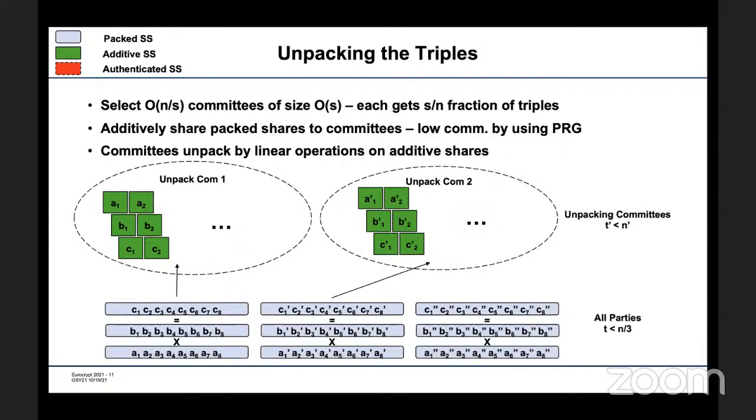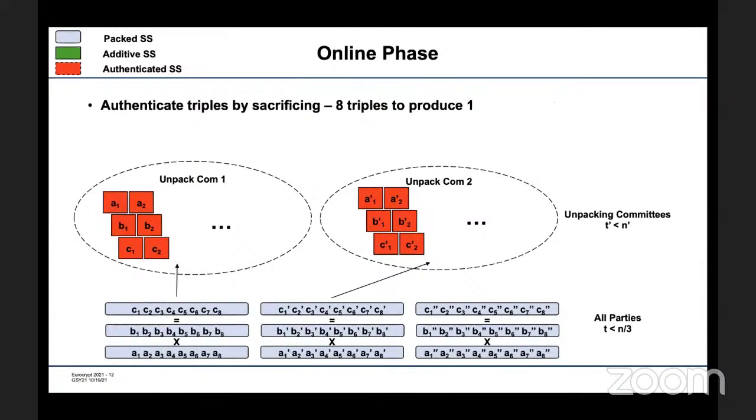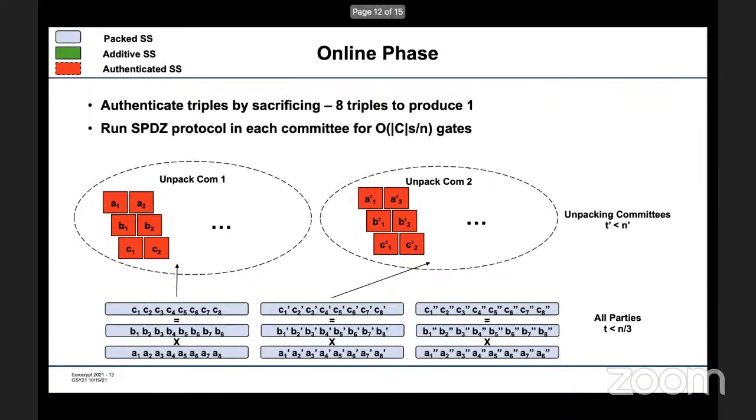Of course, once we have the unpacked triples, we can just use standard techniques to achieve the online phase. Specifically, because we're now working in the dishonest majority setting, we're going to use the SPDZ protocol. So the first thing we're going to do is authenticate those triples. We do this the same way that SPDZ does it, by sacrificing some of the triples to produce authenticated triples. And once we have authenticated triples, we can just use the standard SPDZ protocol inside of each committee.